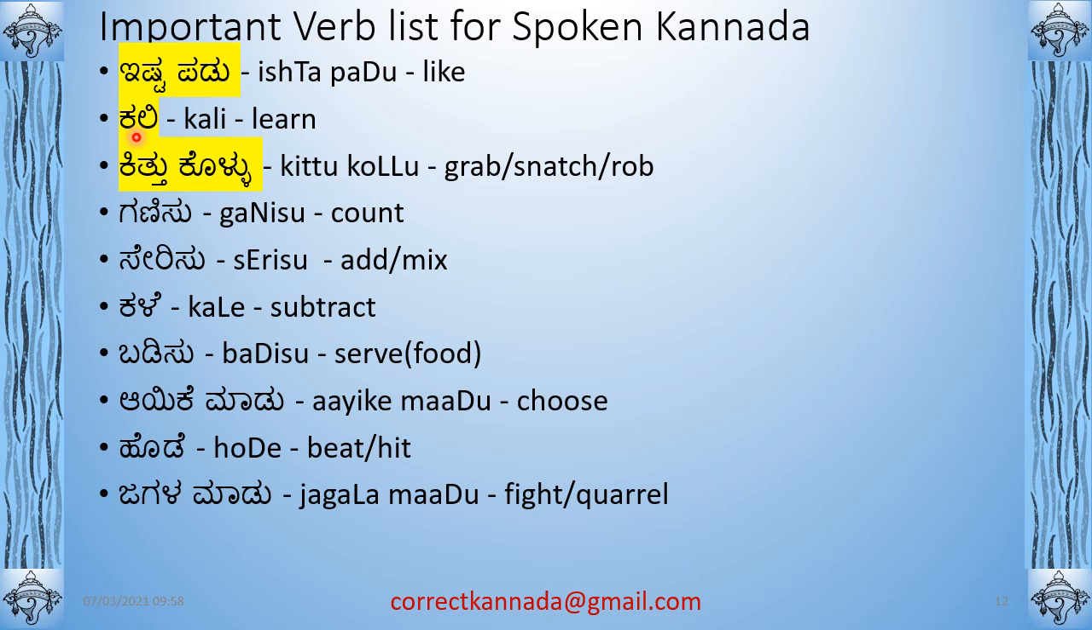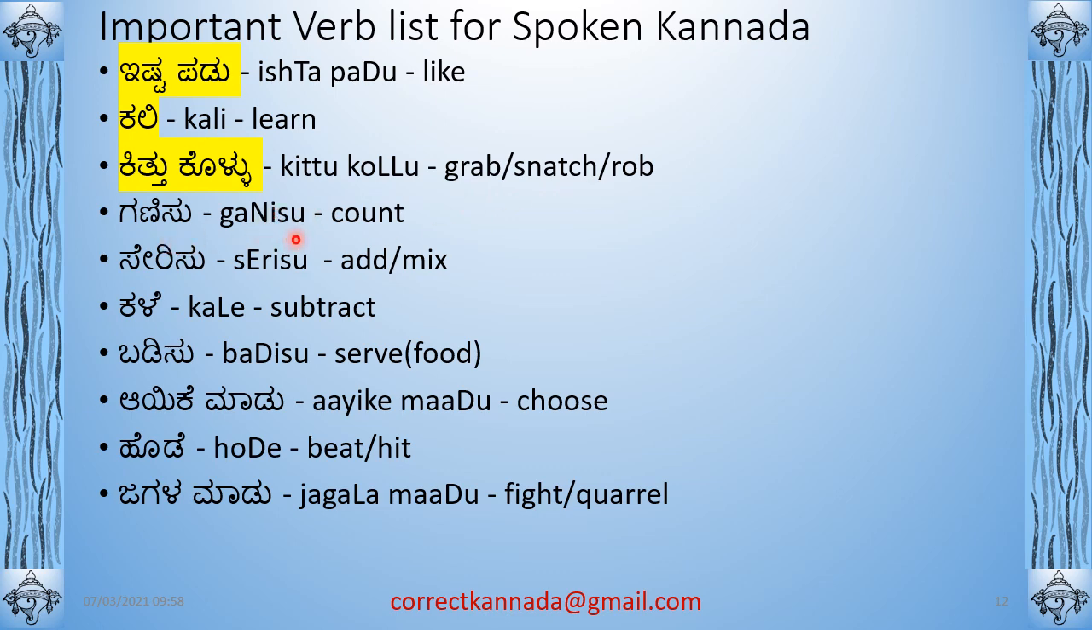Then kali is to learn. So nanu kannada kaliyutta iddini, right? And it's an irregular verb, which means if you say I learned Kannada, past tense, so it will be kalite. Nanu Kannada kalite. Ta will come. That's why it's an irregular verb. Nanu hoda varsha, last year Kannada kalite. I learned Kannada last year, but not this year, like that. Okay. Then kitkollu. Kitkollu means to grab, snatch from somebody is called kitkollu.